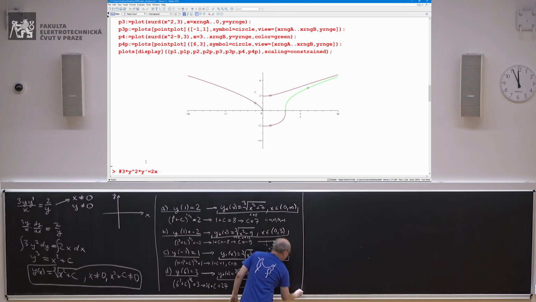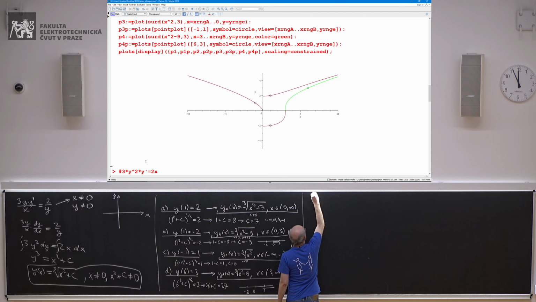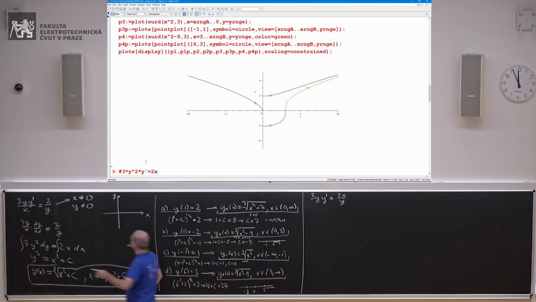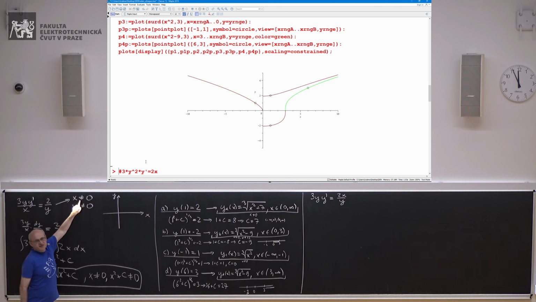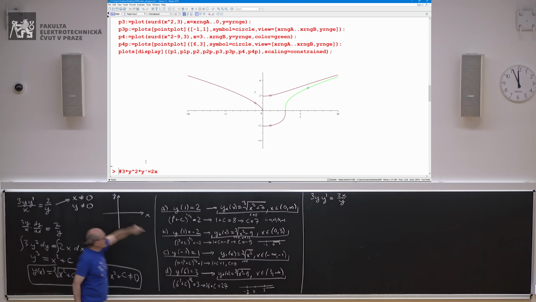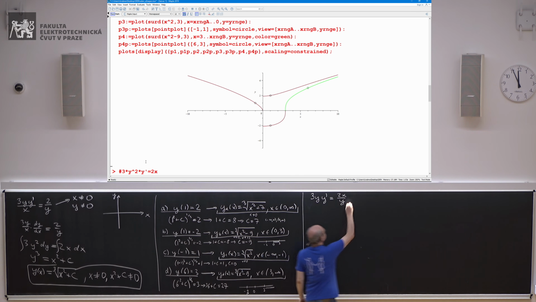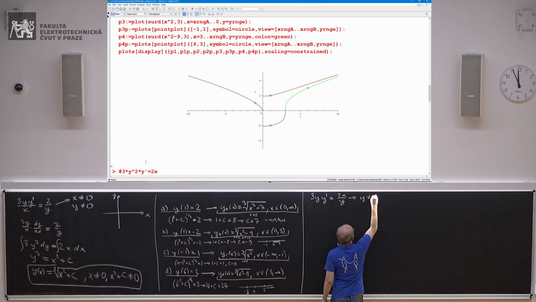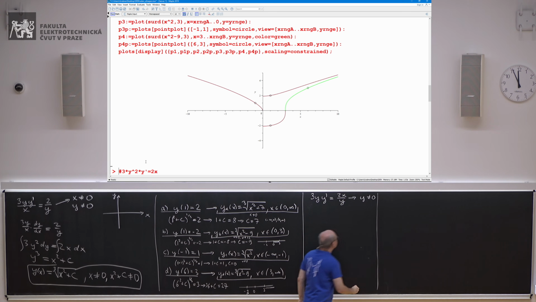But now we are going to play a little bit. I look at this equation and I say, okay, what if I ask for the equation 3y y prime is equal to 2x over y. It's exactly the same equation, but now this condition is no longer valid. X can be 0 now. So the only restriction is that y is not 0. And my question is, will there be any change in the picture?